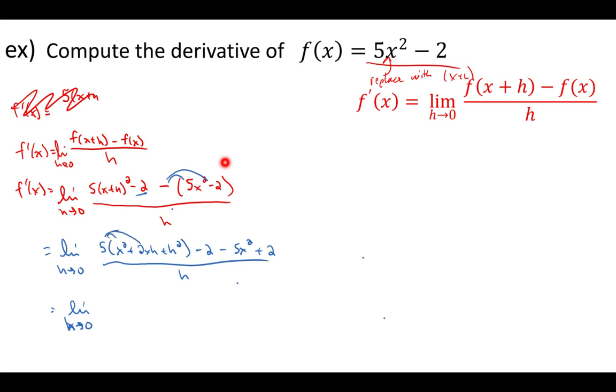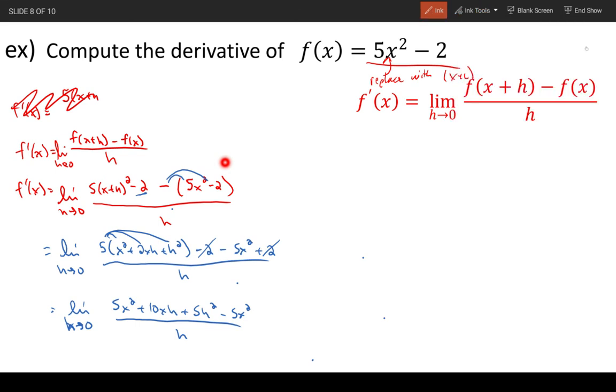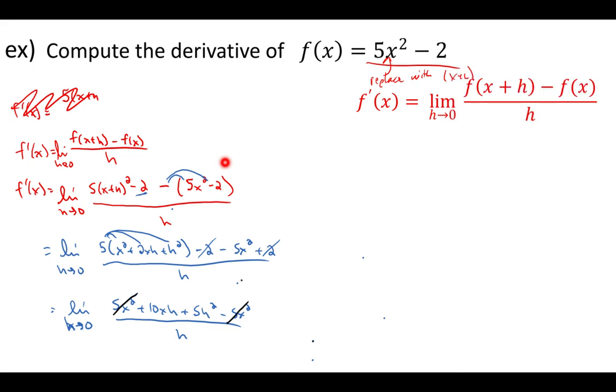Just distribute this in: 5x squared plus 10xh plus 5h squared. And let's go ahead and cancel these. We got minus 2 and a plus 2, so no need to carry those anymore. Minus 5x squared over h. Now again, just like before, where we said we didn't want any constants left over, that's true. But in this case, we also don't want any plain x's left over, because if we have plain x's left over, we cannot factor out an h. And good news, that is the case here. You can see that 5x squared and minus 5x squared cancel.